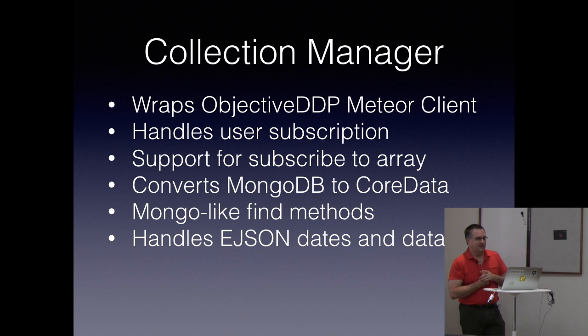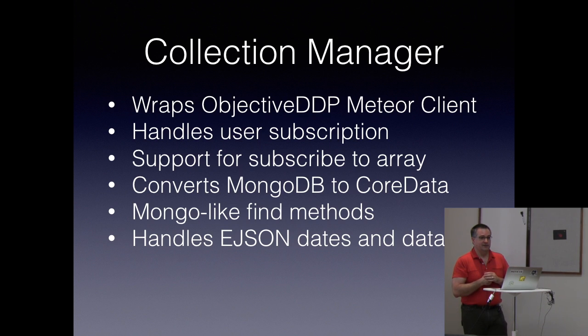So this thing wraps the ObjectiveDDP Meteor client. It handles the user subscription for you. So when you log in, it will automatically go and do that subscription and expose the user profiles for you. It supports subscribing to an array. So in Meteor, you can pass a single subscribe as a subscription, or you can pass an array of subscribes in your router. And I found the array of subscribes to be very useful because whenever you're dealing with complicated data, you're usually subscribing to multiple things. And so it wasn't built into ObjectiveDDP. It is in Collection Manager. And Collection Manager aggregates all that, waits for all of the internal subscriptions to finish, and then it sends you one notification to say it's all here.